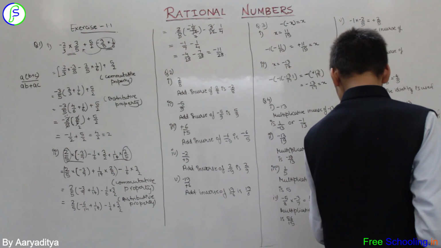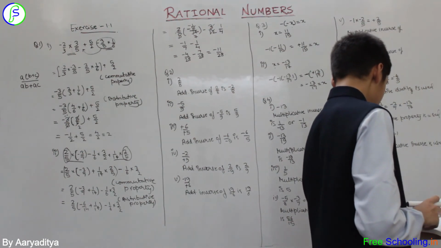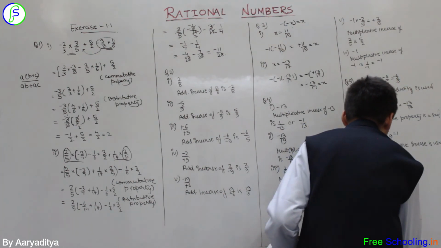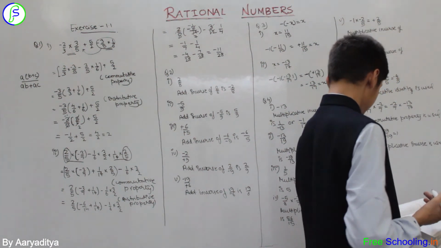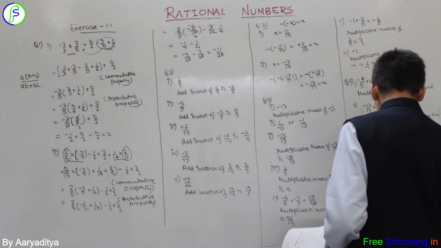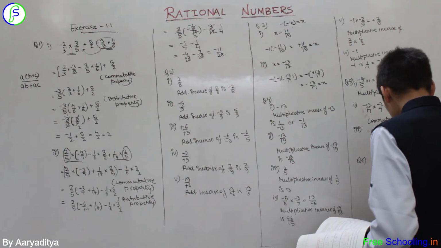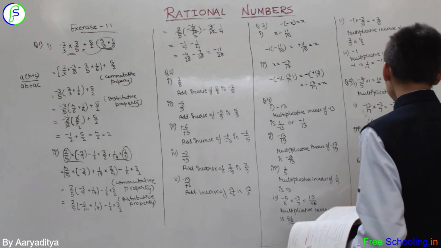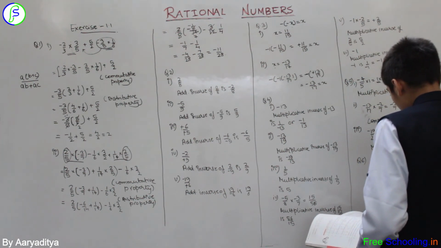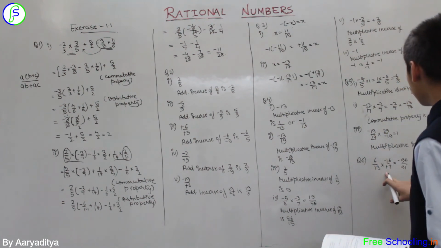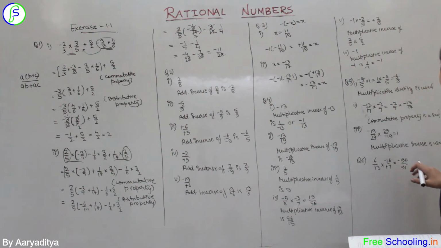And that brings us to question number 6. It says multiply 6 by 13 with the reciprocal of minus 7 by 16. So we need to multiply 6 by 13 with the reciprocal of minus 7 by 16, and the reciprocal of minus 7 by 16 is 16 by minus 7. There is no common factor between them, so we will write the product directly. That comes out to be minus 96 by 91, or 96 by minus 91, and you need to take the negative sign in the numerator. So the answer would be this.